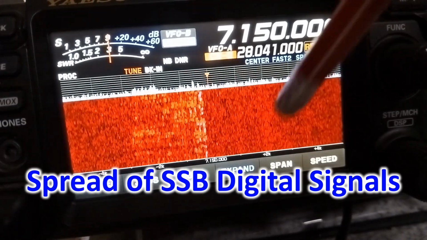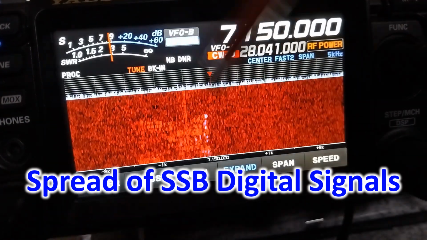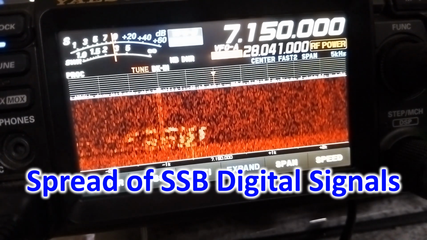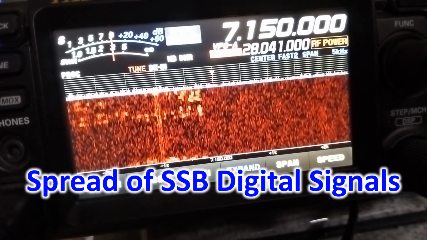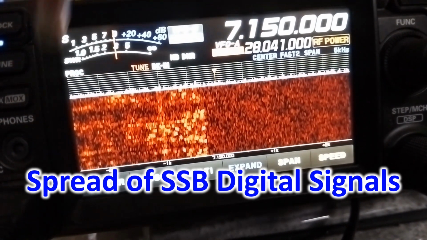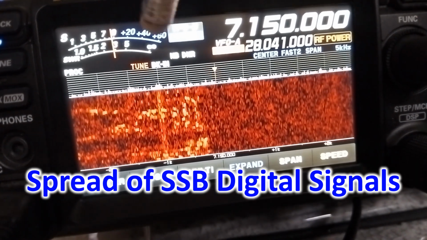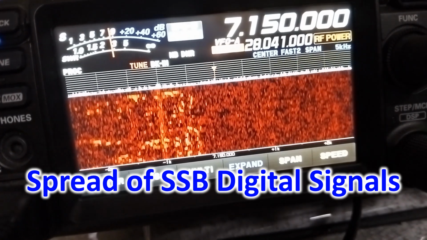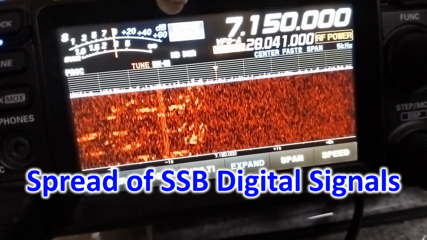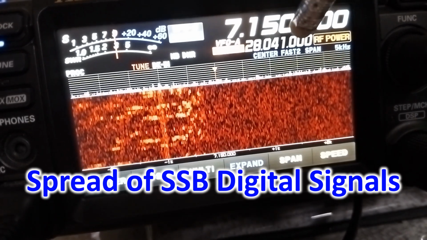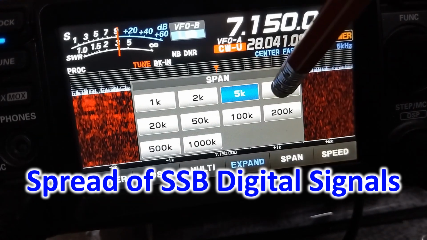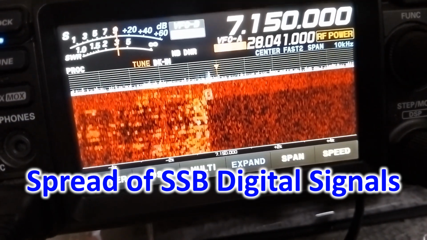I'll see once again. See, it is covering beyond that. That means the spectrum is more than 2.5 kilohertz. 5 kilohertz centered means one side it will be 2.5, another side upper side it will be 2.5. So I am increasing the span back to 10 kilohertz.